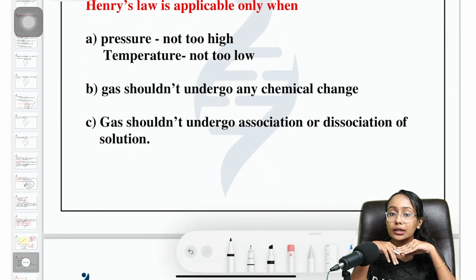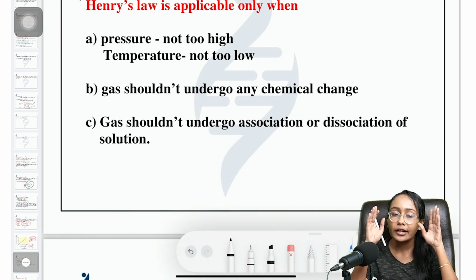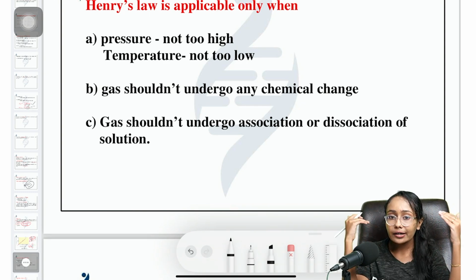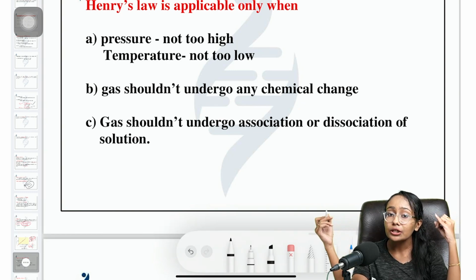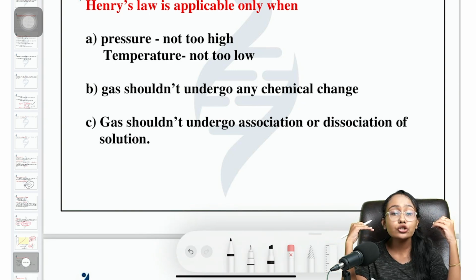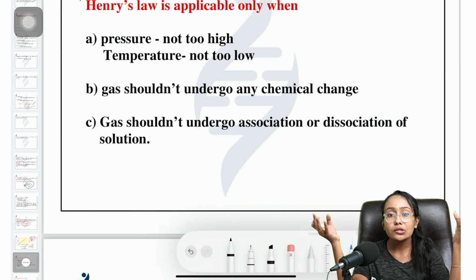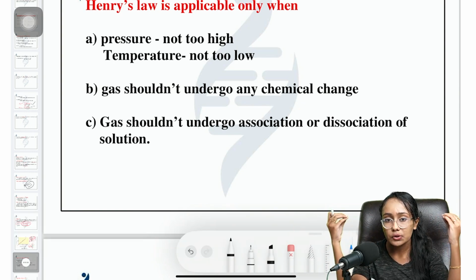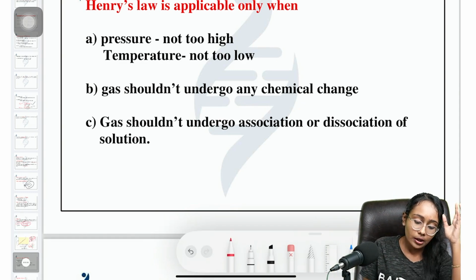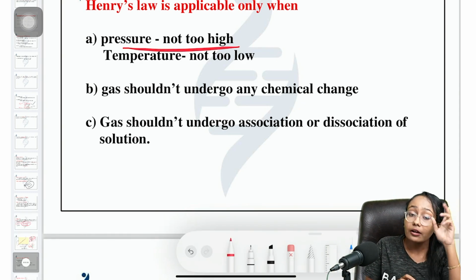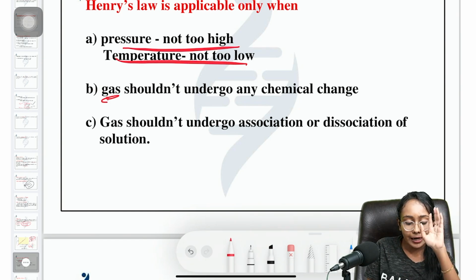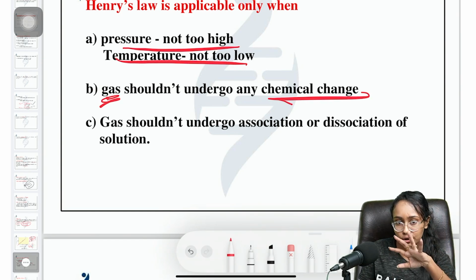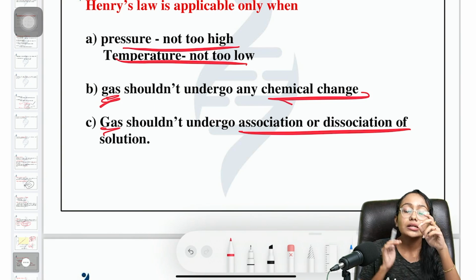Now let's see some conditions at which Henry's law is applicable. For Henry's law to be applicable, we have a few conditions. We have 3 conditions. The temperature shouldn't be very less and the pressure shouldn't be very high. And also the gas shouldn't undergo any chemical change or any dissociation or association. So first of all, the pressure shouldn't be very high and the temperature shouldn't be very less. Second, the gas shouldn't undergo any chemical change. Also, the gas shouldn't undergo association or dissociation.